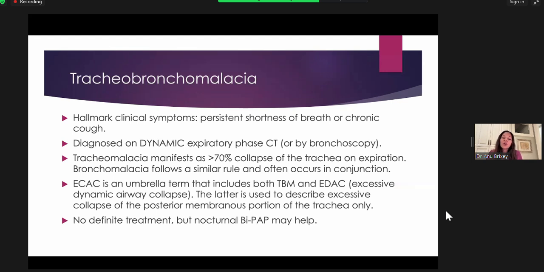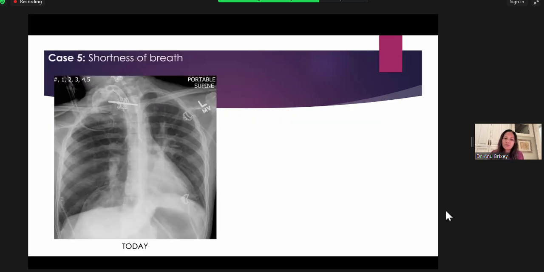And with tracheobronchomalacia, there's no definite treatment. They can use nocturnal BiPAP, which can help. Sometimes patients do get stented. That isn't very common. There's very specific indications for that. But the most important thing to remember is that steroids worsen the problem. And usually these patients are given steroids because they're thought to have asthma or COPD. But steroids actually make that membrane weaker and worsen the problem. So that's why diagnosing this is important. Okay, so keep tracheobronchomalacia in mind.